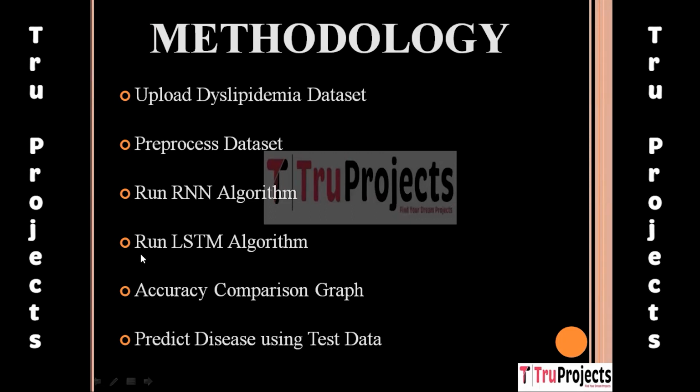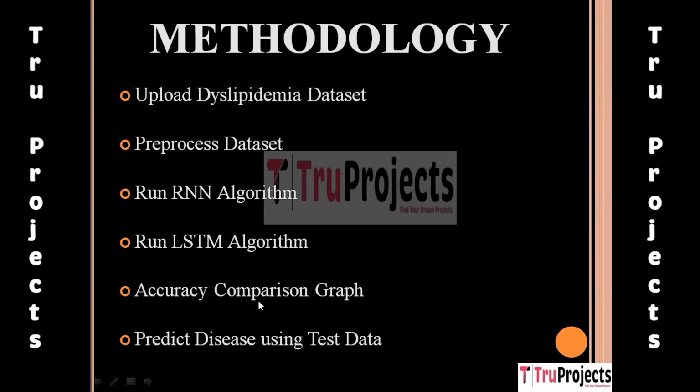The fourth module is Run LSTM algorithm. Long short-term memory LSTM networks, a specialized type of RNN, are implemented here. LSTMs excel in capturing long-range dependencies in sequential data, making them suitable for detecting subtle trends and patterns in health data. Similar to the RNN module, the LSTM algorithm is trained on the pre-processed dataset to predict dyslipidemia risk.